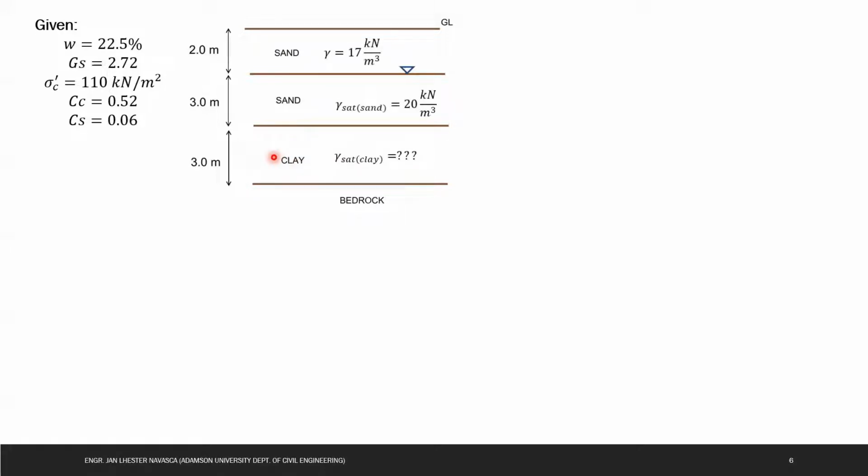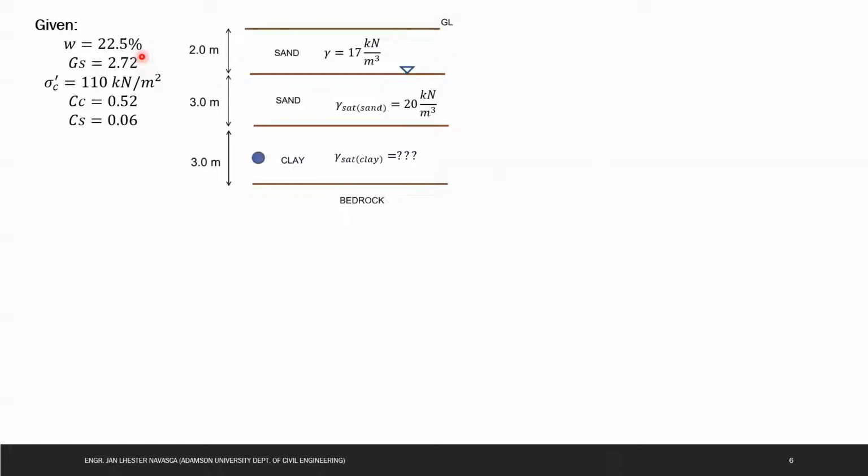Okay, so writing all the unit weights, we have the dry unit weight of 17 and a saturated unit weight of sand that is 20. So we need to find the saturated unit weight of clay. We don't have data for the saturated unit weight of the clay. So in order for us to solve the problem, we first need to determine the saturated unit weight of the clay layer.